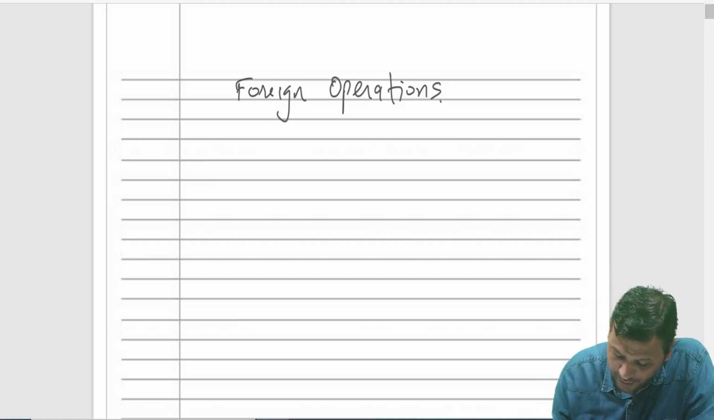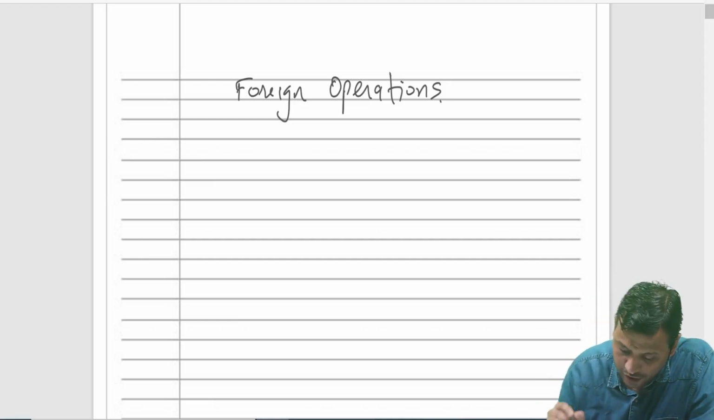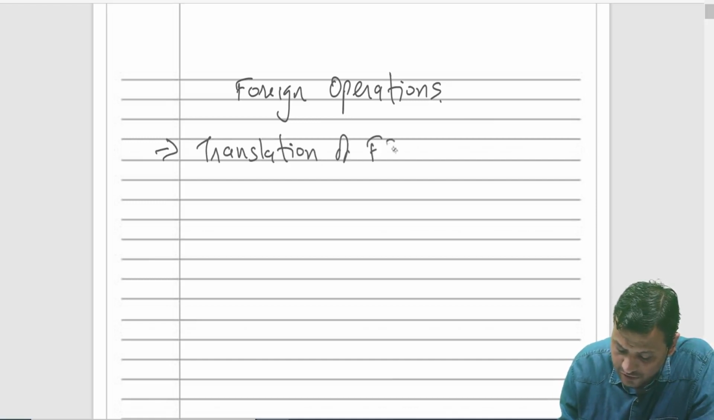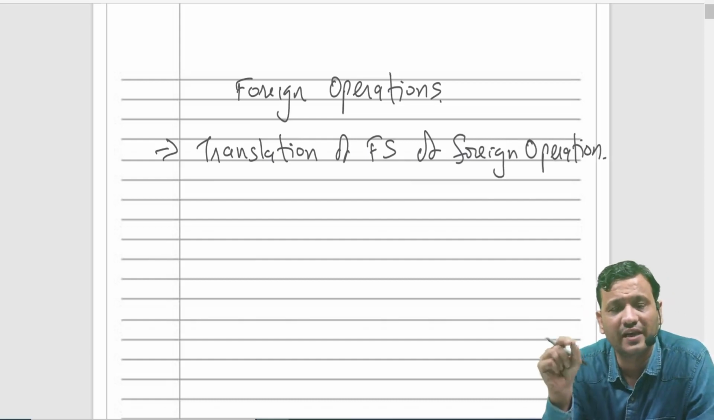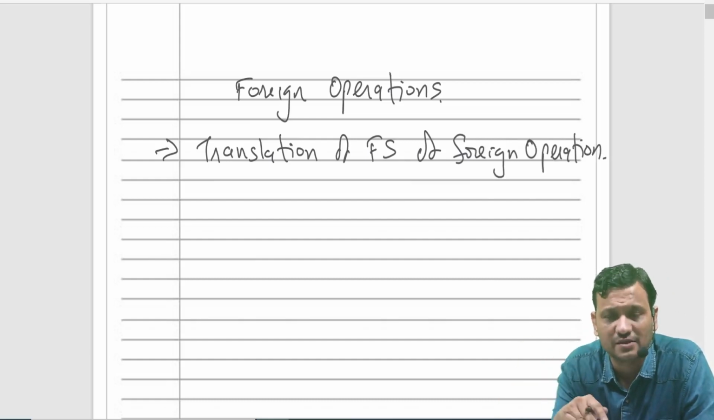Therefore, it is foreign operations. Then my dear students, what are we supposed to do in case of a foreign operation? The standard says in case of a foreign operation, the task is nothing but translation of financial statements of the foreign operation. Whatever is the financial statement of that foreign operation, we have to translate it into our Indian rupees.